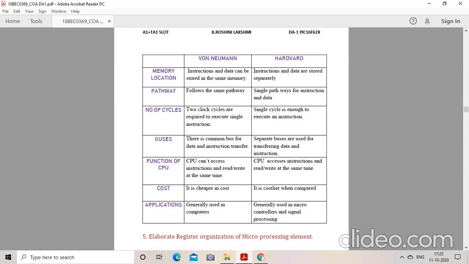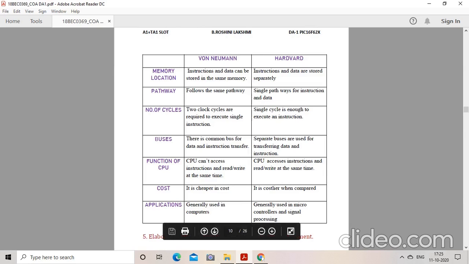Buses: there is a common bus for data and instruction transfer in von Neumann. Here, separate buses are used for transferring data and instruction. Functions of CPU: CPU can't access instructions and read or write at the same time in von Neumann. In Harvard, CPU accesses instructions and reads or writes at the same time. Von Neumann is cheaper in cost, whereas Harvard is costlier when compared with von Neumann. Von Neumann is generally used in computers. Harvard is generally used in microcontrollers and signal processing.